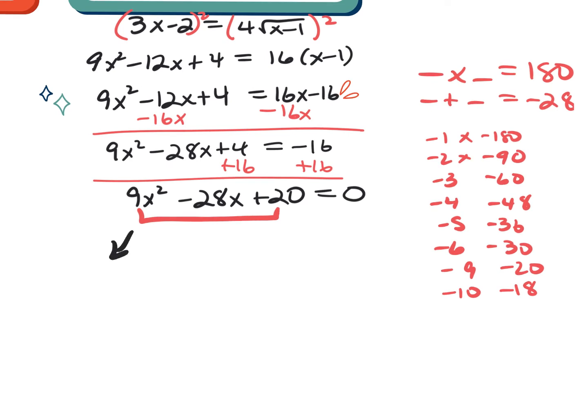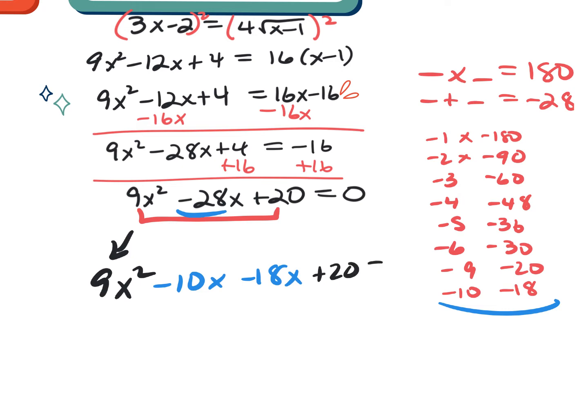So rewrite the first term. Replace the 28 with the two factors you just found. So I'm going to put in a negative 10x and a negative 18x. Again, it doesn't matter the order that you place them in here. Now make your two groups. Look for your GCF.